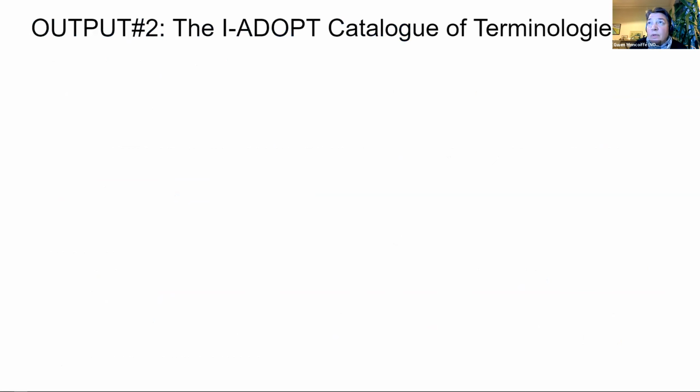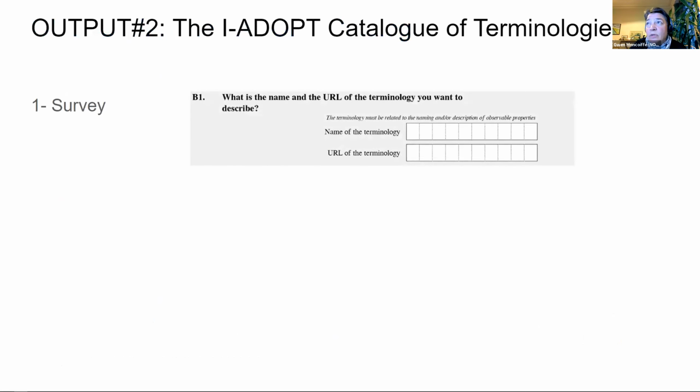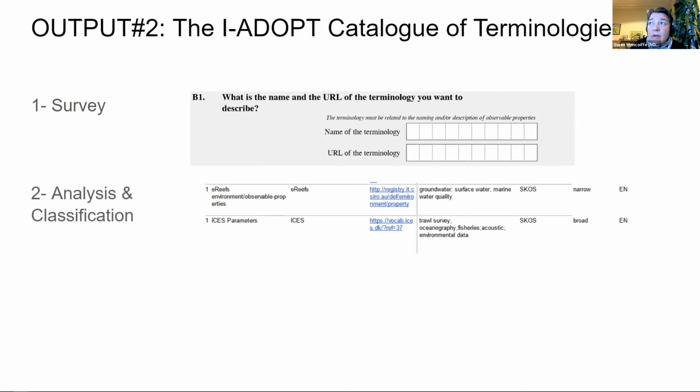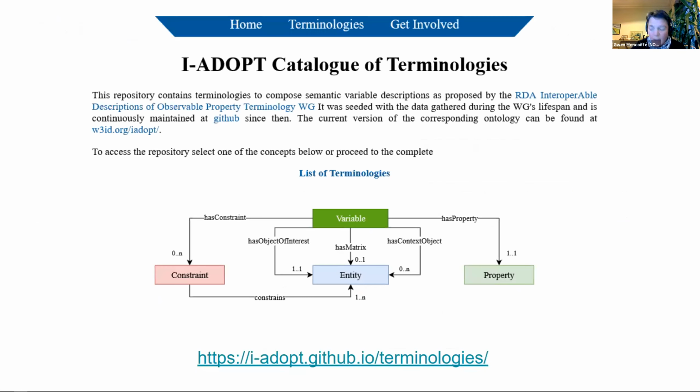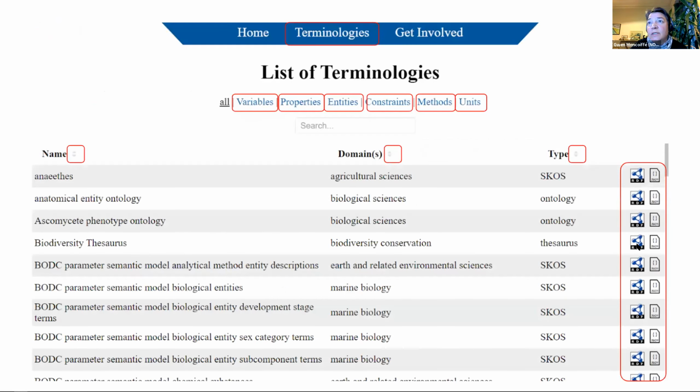So the second output of our working group is the Idob catalog of terminology. So we started with a survey. We analyzed the information we received, and we created a repository. And then Circo Schindler created this very nice interface on GitHub, which gives access to the terminologies. It's possible to sort the terminologies. It's possible to search them, to filter them according to whether they've got properties or entities or constraints terms, as well as method and units. And they're also available in RDF and JSON-LD.